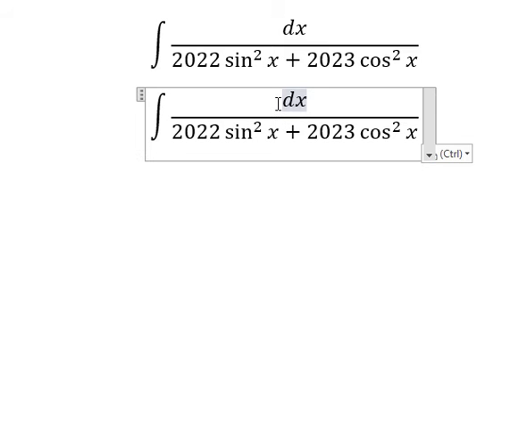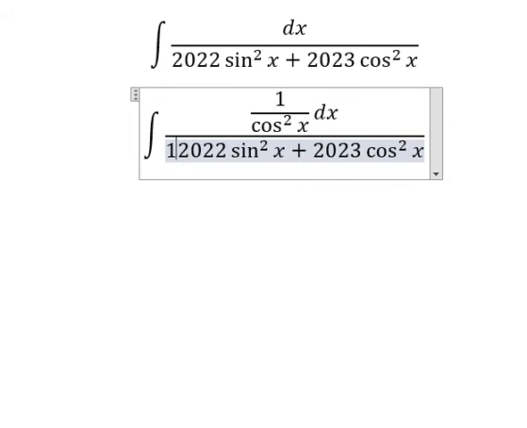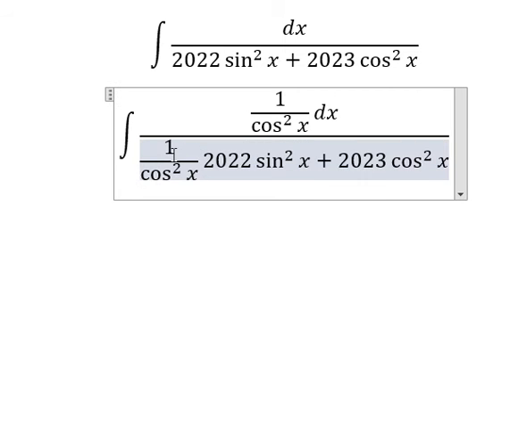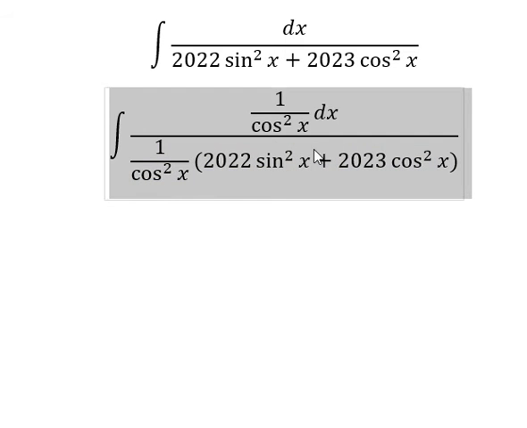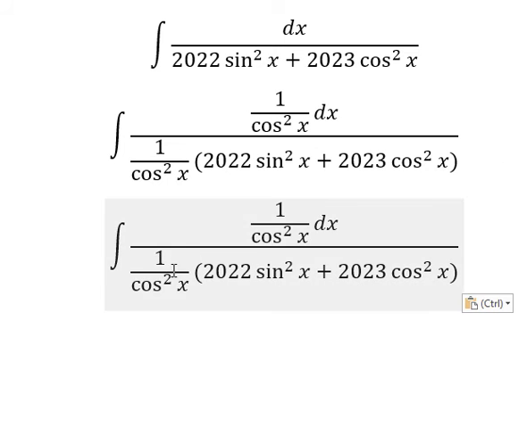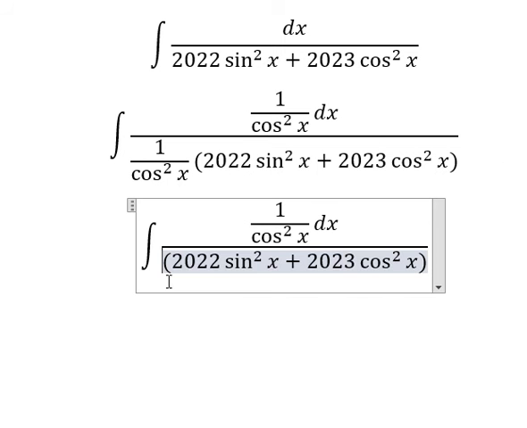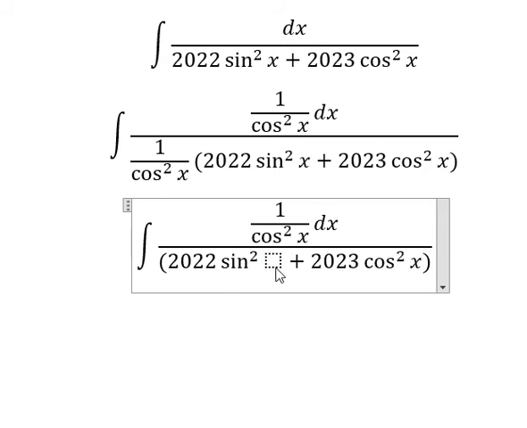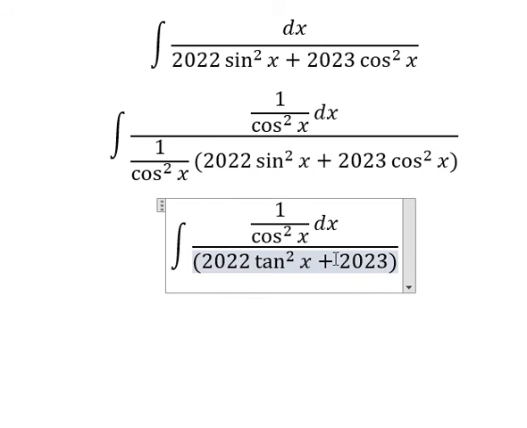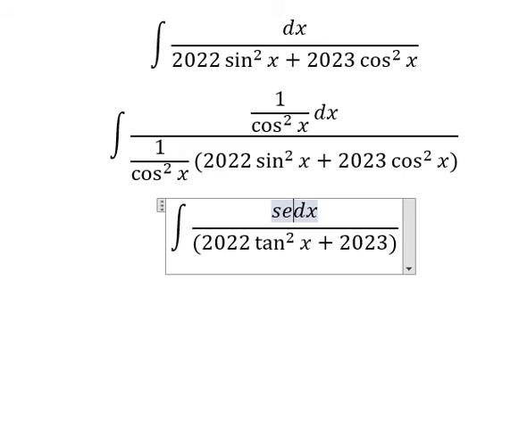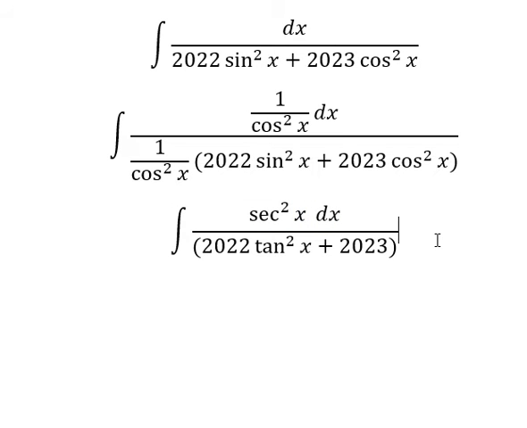We divide both sides with 1 over cosine x squared on numerator and denominator. This one multiplied by this one and this one. So sine x over cosine x squared we change for tan x squared. This one they will simplify. This one we change for secant of x squared. This is about trigonometric identity.